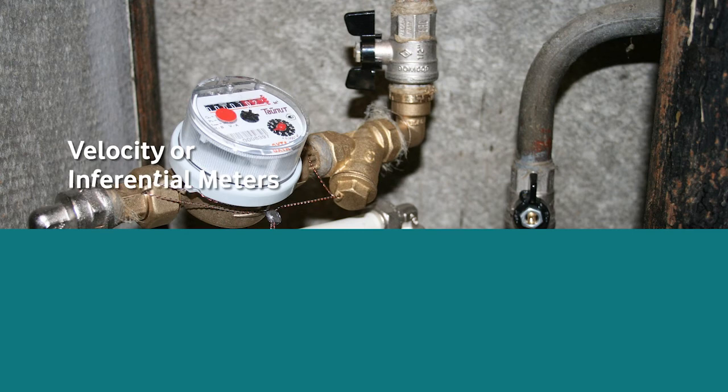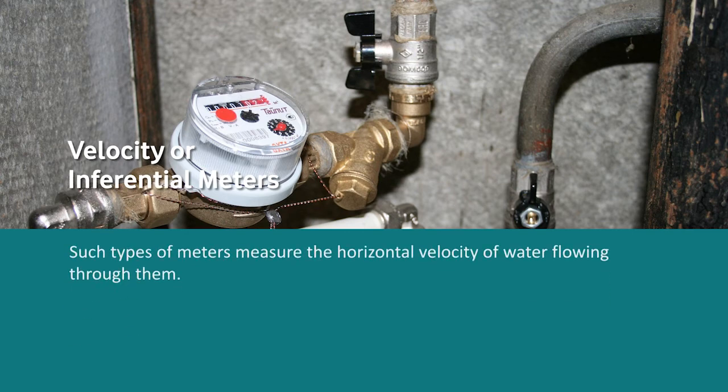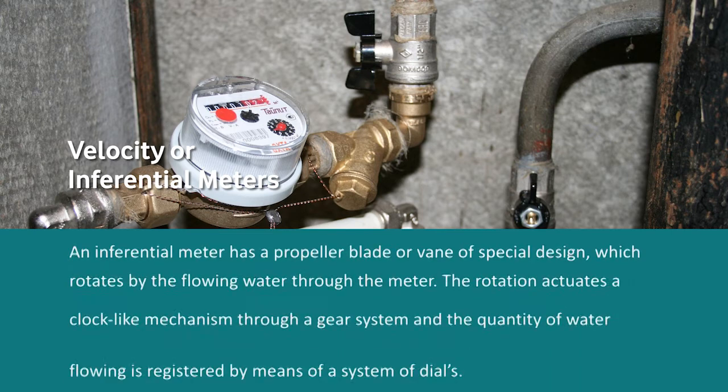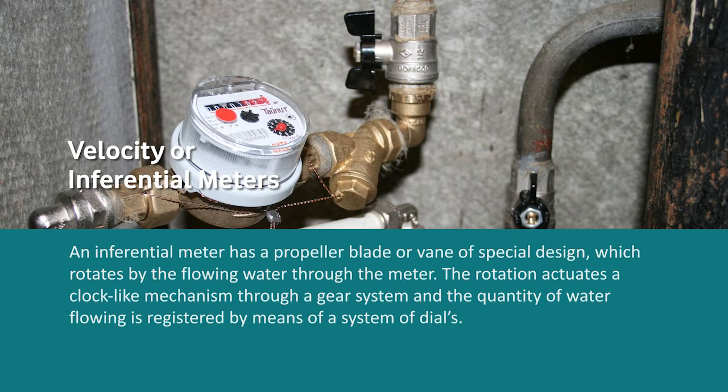Velocity or inferential meter. Such type of meters measure the horizontal velocity of water flowing through them. An inferential meter has a propeller blade or vane of special design which rotates by the flowing water through the meter.